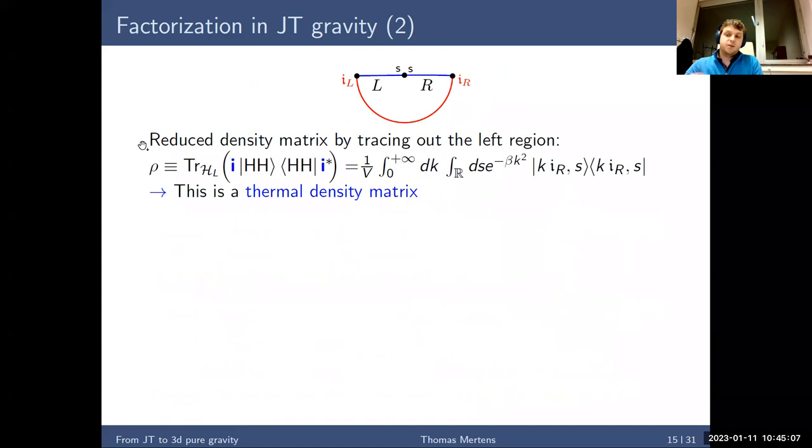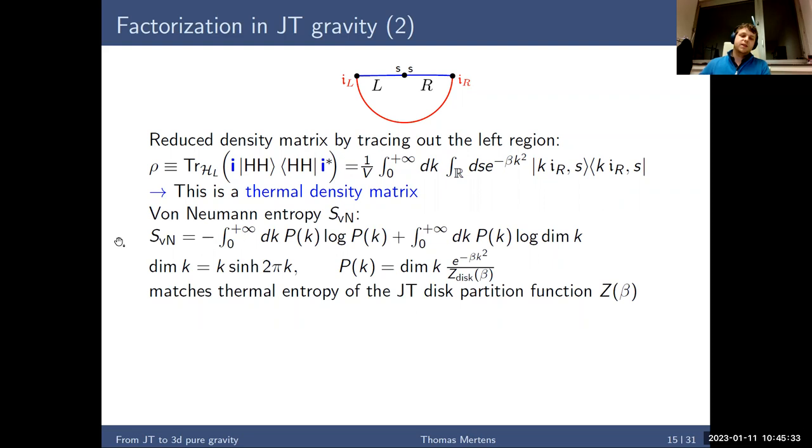And now you can follow the standard method. We can compute a reduced density matrix by tracing out one half of this system, let's say the left region. So we take our Hartle-Hawking state, and then we trace out the left piece from this density matrix. You get this reduced density matrix, and this is just a thermal density matrix. And then you can compute its von Neumann entropy, and you find something that looks like that. So it has this P of K that appears here, which is a probability distribution.